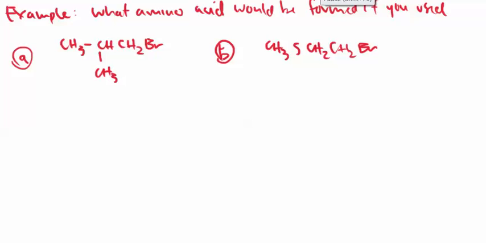So before we talk about our last reaction, I want to do an example, and the example is just to show you how easy these questions are going to be. And this example is going to say: what amino acid would be formed in the N-phthalimidomalonic ester synthesis when the following alkyl halides are used in the third step?